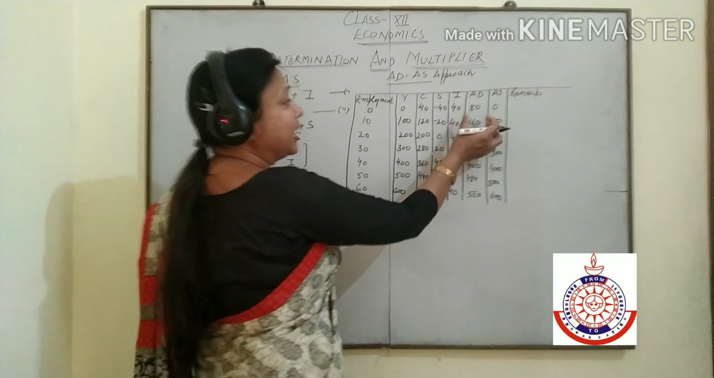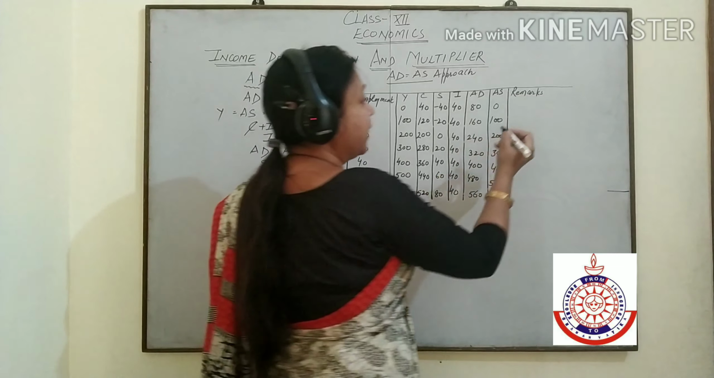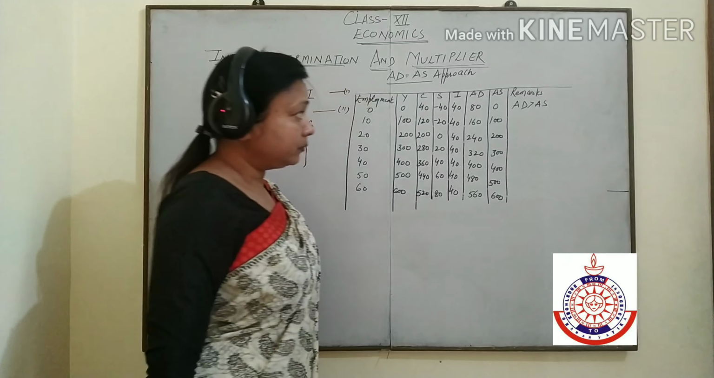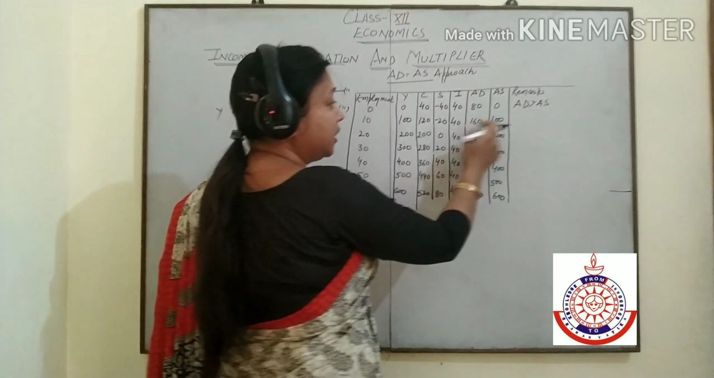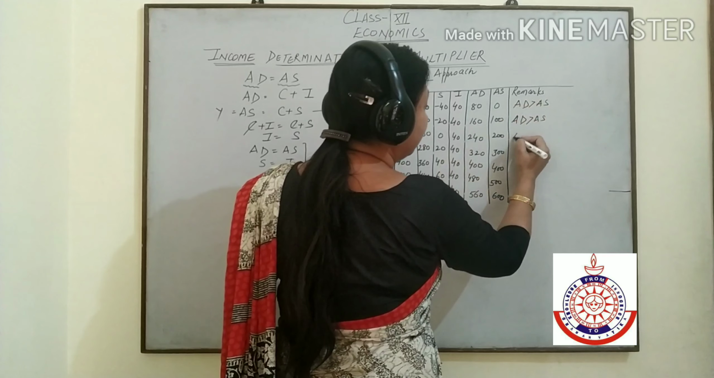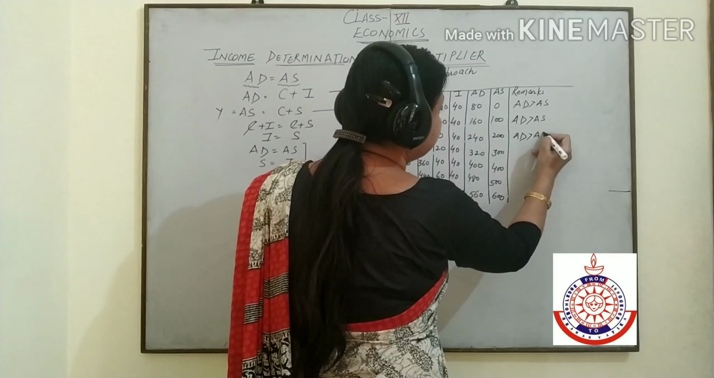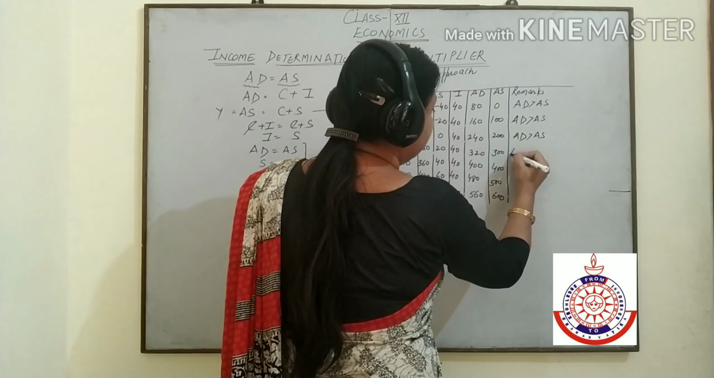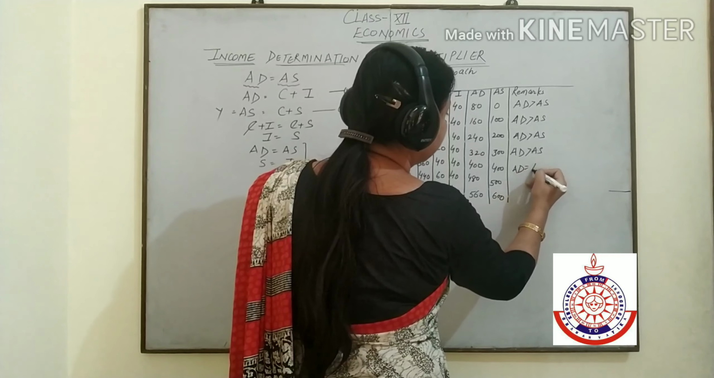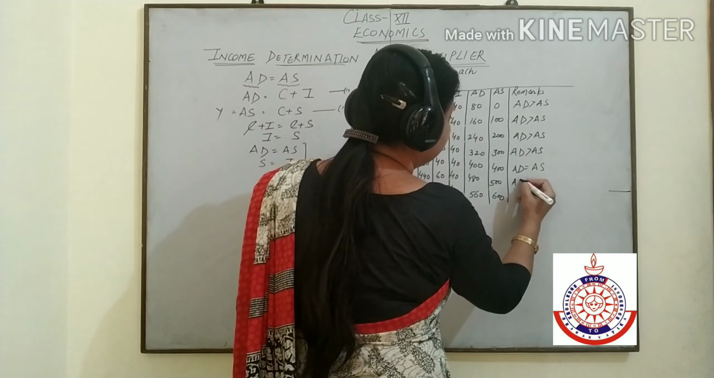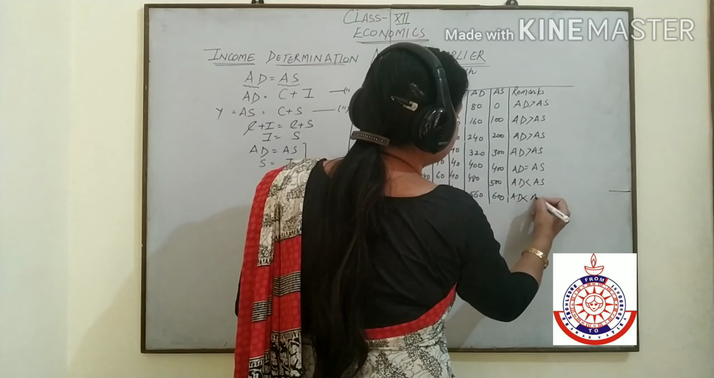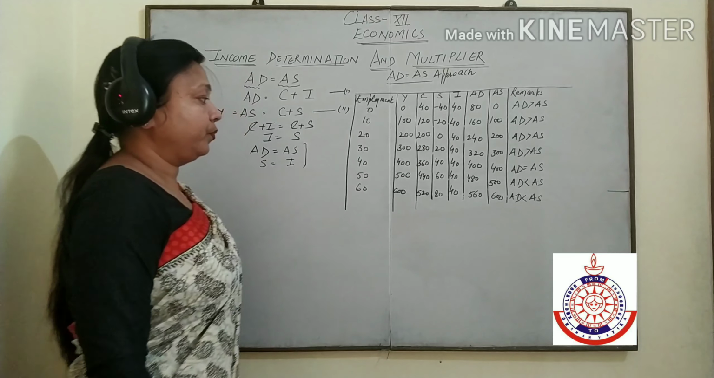Now see the last two columns. Here aggregate demand is greater than aggregate supply. Again, aggregate demand is greater than aggregate supply. Here also aggregate demand is greater than aggregate supply. Here both are equal, and here aggregate demand is less than aggregate supply. Here is the same condition.